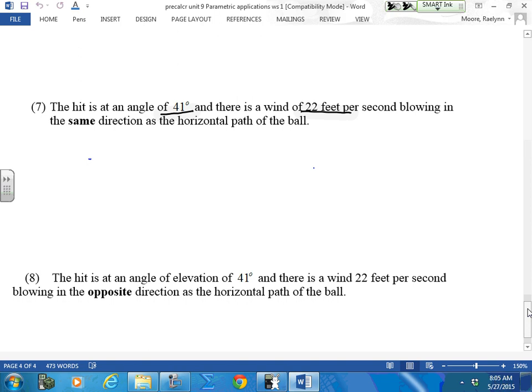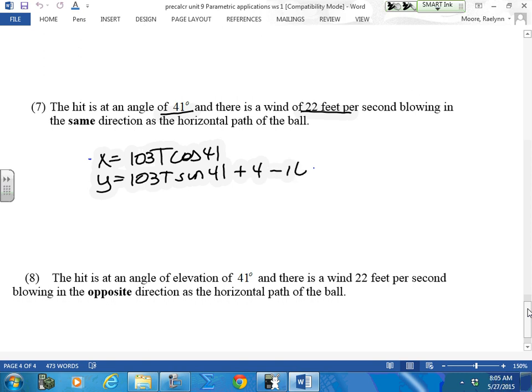Then we're going to blow it in the opposite direction. So here's our X. What's going to change? We're still 103. Were we 103? Here's your cosine. This is changing. Okay, here's your Y. We're 4 feet off the ground. So here, this is where we were. We just changed our angle.